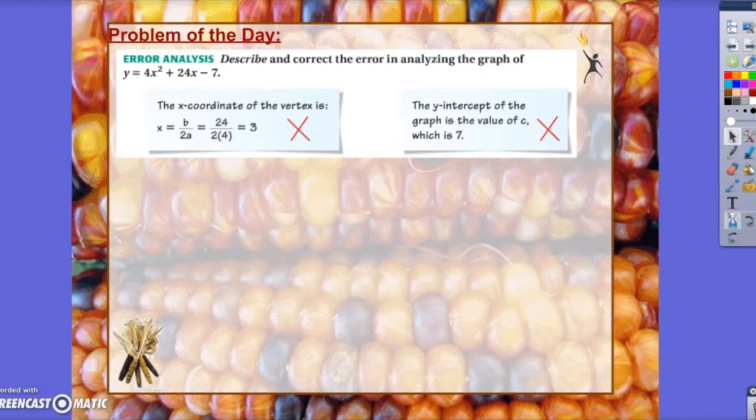All right, so today we're moving on to lesson 4.2. Once again, we start with the problem of the day. So take a minute, pause the video to answer it before we move on.